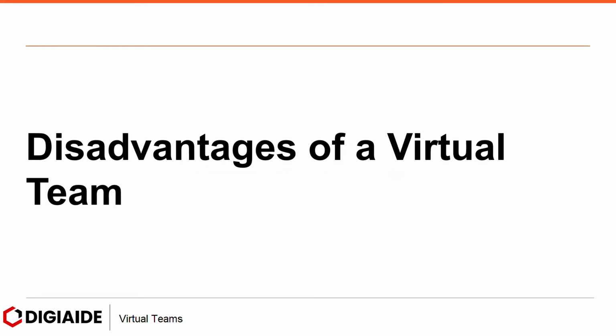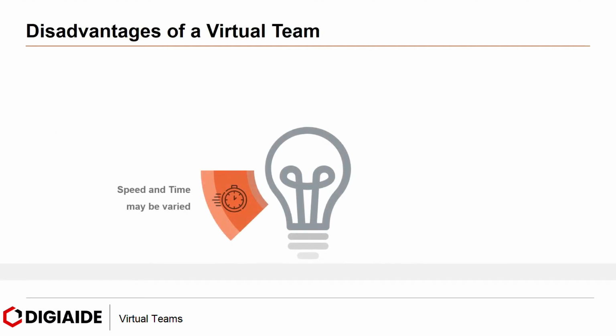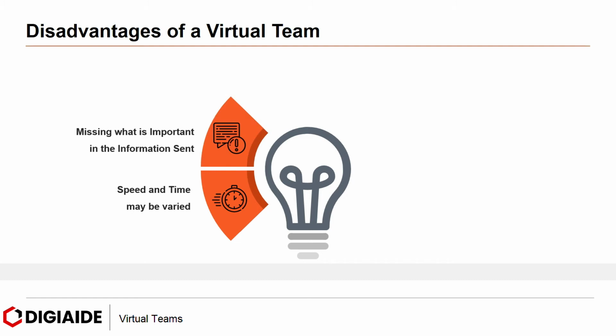Moving on to some disadvantages of a virtual team. First, speed and time may be varied. Next, missing what is important in the information sent. For instance, as a face-to-face engagement is concerned, the communicator can stress on what is essential in the message delivered. They can use bodily movement, facial expressions, and tone of voice. These help team members to share the same understanding. Some of the digital modes of communication lack these methods, such as email.